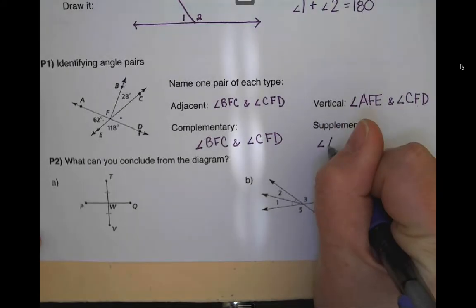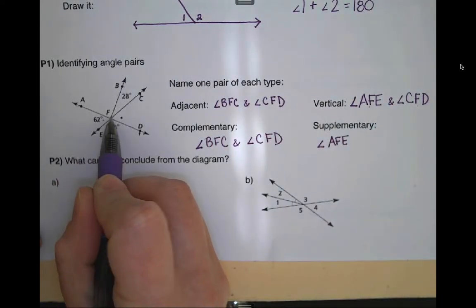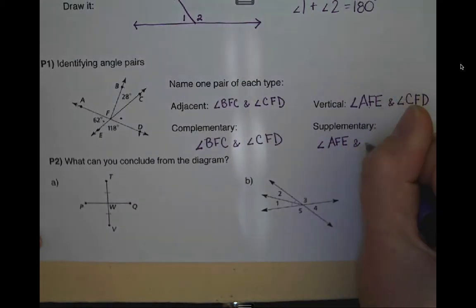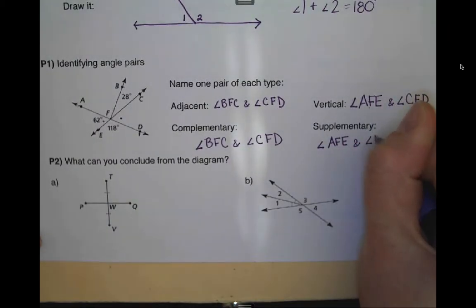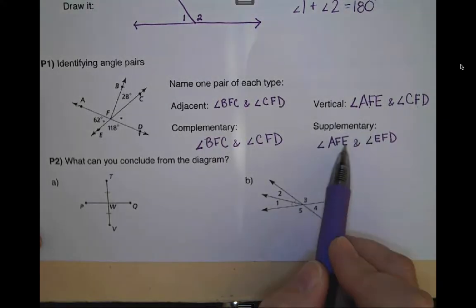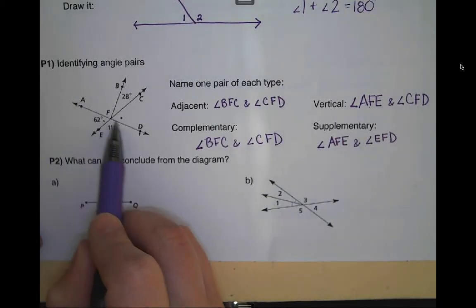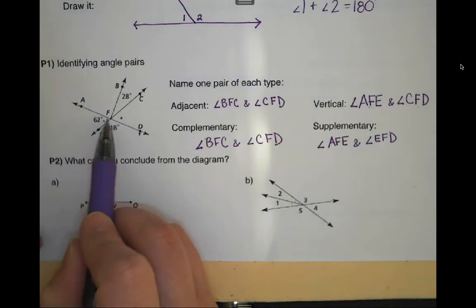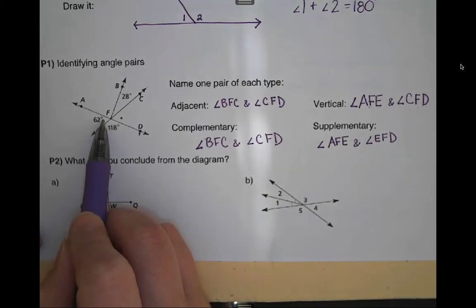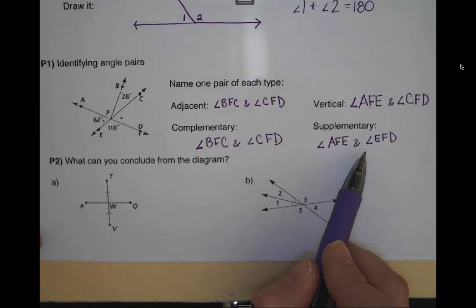Angle AFE, right here, the 62-degree angle, and angle EFD. Supplementaries have to add up to 180, so commonly we will see these angles fall along a straight angle. So angle AFD is a straight angle measuring 180 degrees, and then these two angles here add up to 180, which are the examples that I gave.